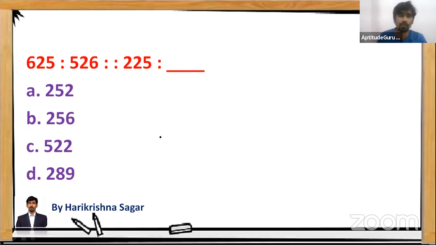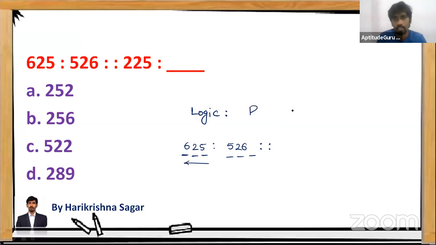625 is a familiar number. We can say 25 square. But 526 is not a familiar number. That means I understood that this question is not related to squares. The question might be a little different. Let's understand what the logic is here. By observing this, 625 becomes 526. What is the meaning of this? The digits are reversed. That's the logic here.